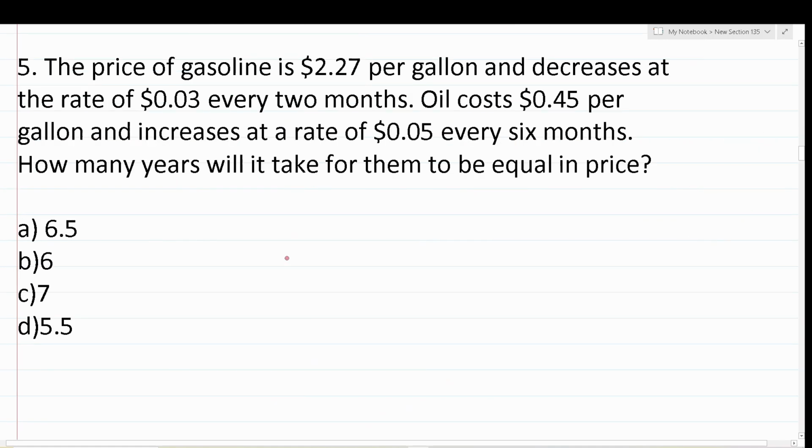All right, so number 5 says the price of gasoline is $2.27 per gallon and decreases at a rate of 3 cents every 2 months. Oil costs 45 cents per gallon and increases at a rate of 5 cents every 6 months. How many years will it take for them to be equal in price?